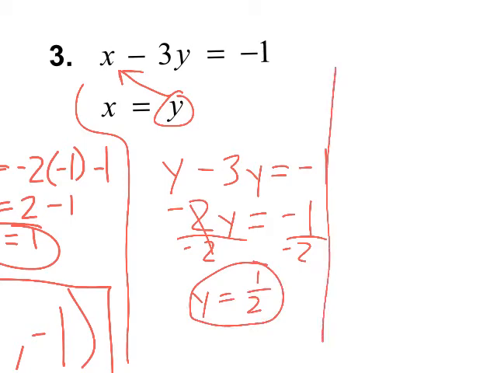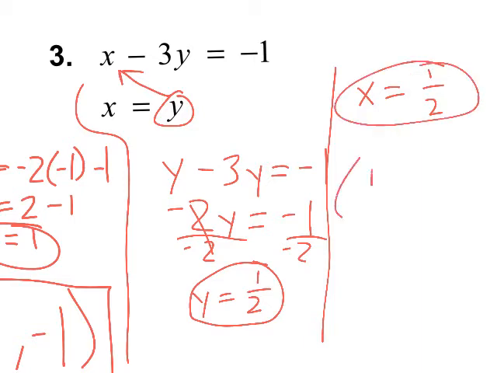Okay, now I have x equals y. And what's y? 1/2. So you know if x equals y, they both have to equal the same thing, right? So x equals 1/2, y equals 1/2. So my ordered pair is 1/2, comma 1/2.